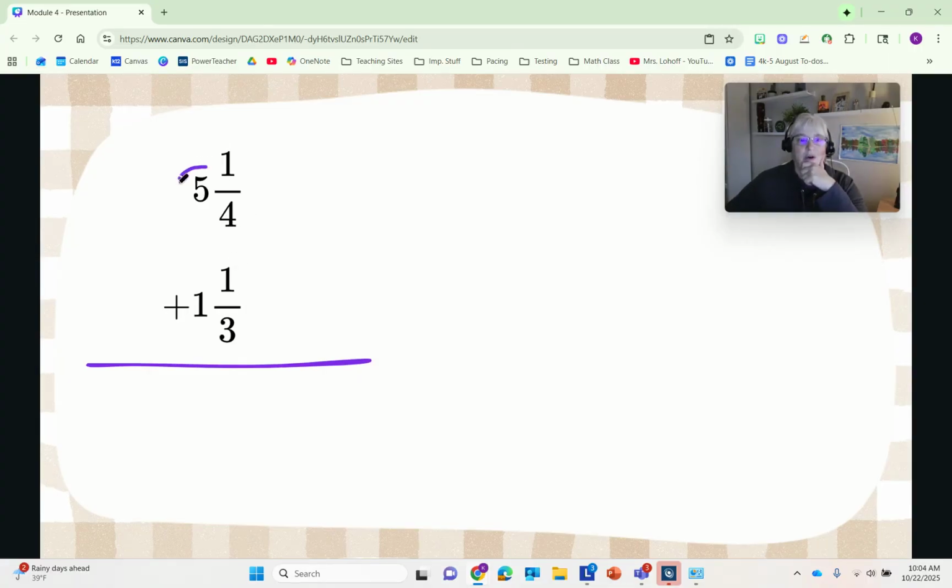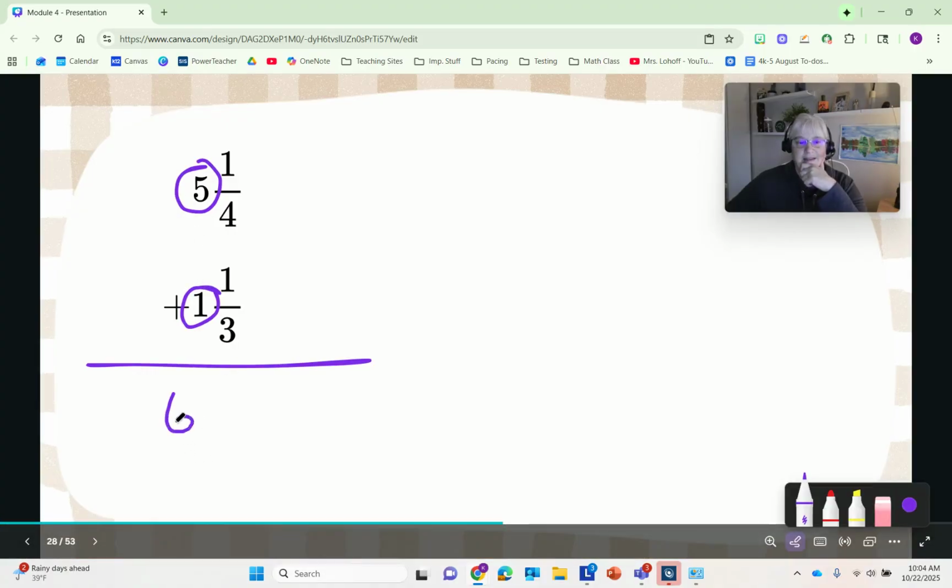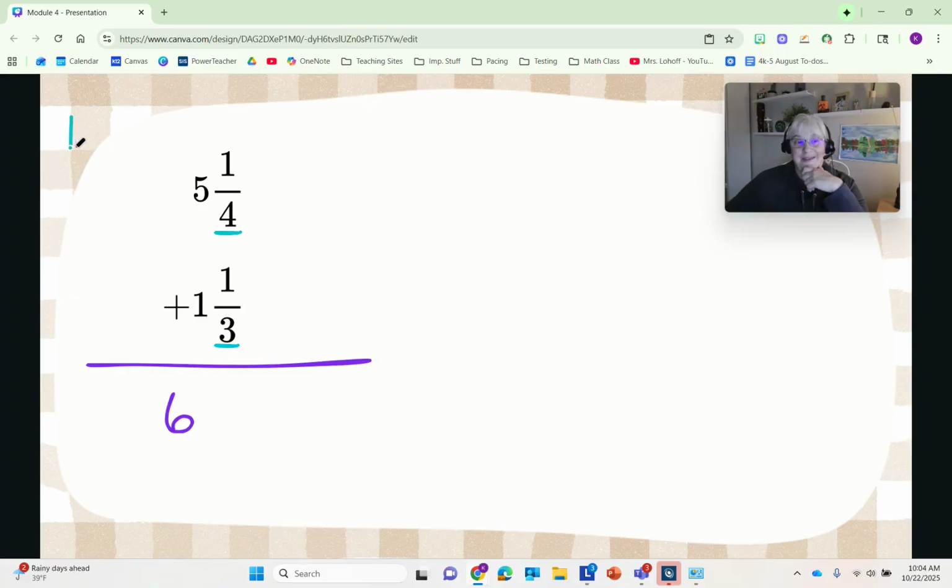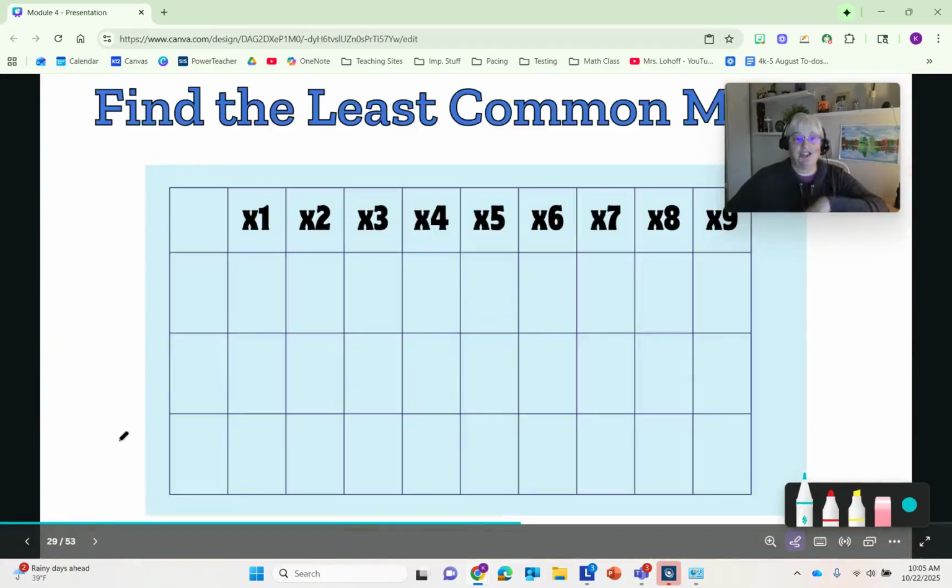First thing we do is look at our whole numbers, 5 and 1. 5 plus 1 is 6. That was easy. All right, now we're going to add the fraction parts. I'm going to change colors. We're looking at 1/4 plus 1/3. Did you look at the denominators? 4 and 3? They're different. That means we need to find our least common multiple. Think in your head of the multiplication facts for 4 and 3. What do they have in common? Did you come up with one? If not, use the worksheet.